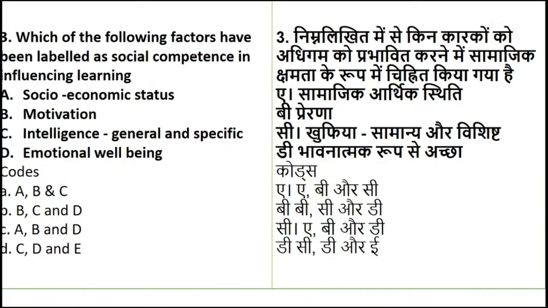Which of the following factors have been labeled as social competence in influencing learning? Okay, I'll repeat again. Which of the following factors have been labeled as social competence in influencing learning? So that is socio-economic status, motivation, intelligence, general and specific, or emotional well-being. And the codes are given. So option A is ABC, B. So you have to answer me in the codes, small codes.